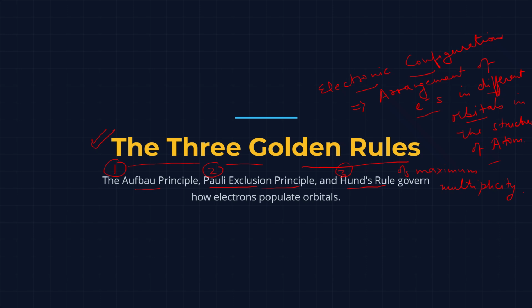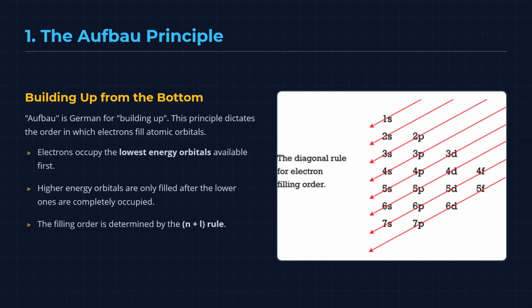These 3 rules we have to follow for writing the electronic configuration of any atom, or we can say for arranging electrons in different orbitals in the structure of any atom. So these are the names of the three golden rules. Now we will explain these rules turn by turn. First we explain Aufbau's principle. What is Aufbau's principle? This is a short term which you have to learn or remember: it is building up from the bottom.